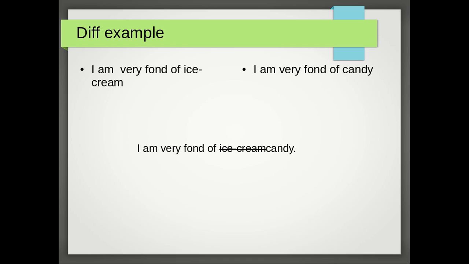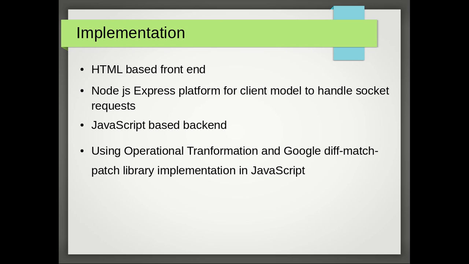At the end, how we plan to implement all these things is: it would be a complete HTML based front end, and we would be using JavaScript. For the server client model, we would be using Node.js Express. Node Express is basically a light web-based platform based on Node.js, and it readily provides WebSocket platforms. Along with this, we would be using operational transformation and the Google diff match patch library implemented in JavaScript.